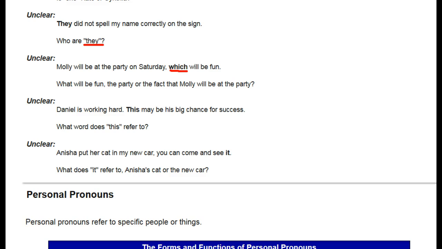Another unclear example. Daniel is working hard. This may be his big chance for success. What word does this refer to? Another unclear example. Anisha put her cat in my new car. You can come and see it. You're probably already wondering, do you want Anisha to come and see, or do you want to come and see Anisha's cat or the new car?